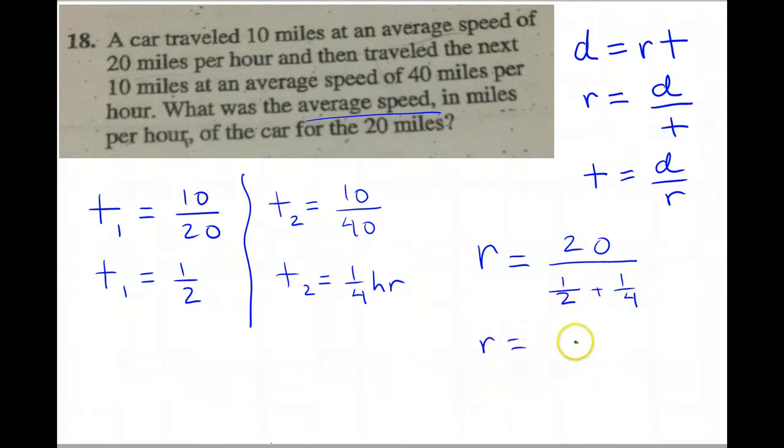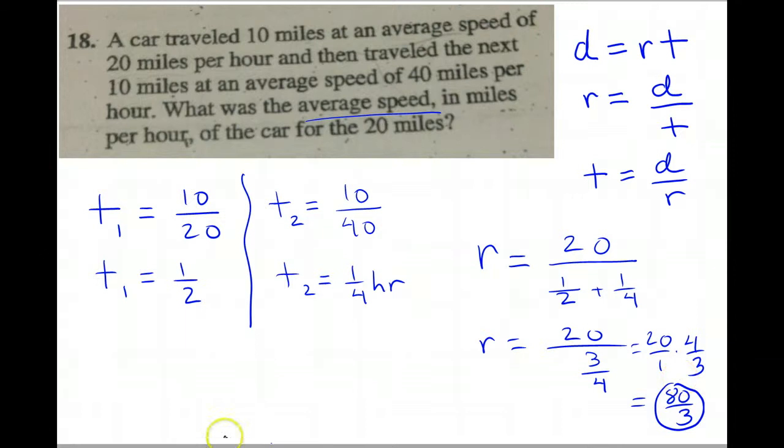So the rate would equal 20 divided by, if you get a common denominator here, that would become 3/4 when you add the fractions. So that's 20 over 1 times 4/3, which is 80 over 3, or if you go to a decimal, that's 26.6 repeating. And that's the answer.